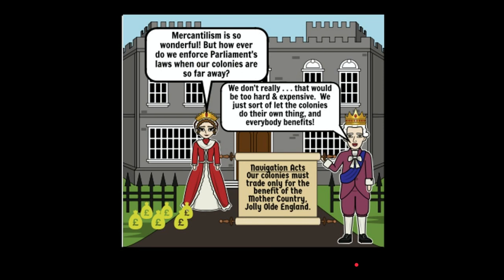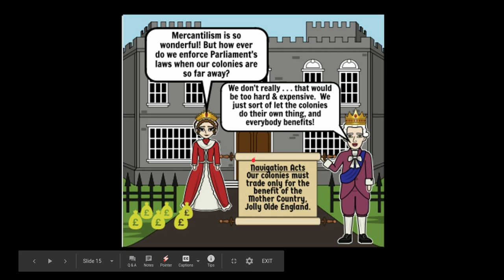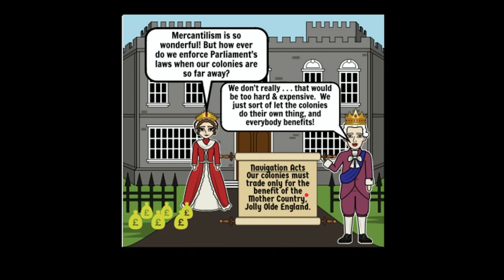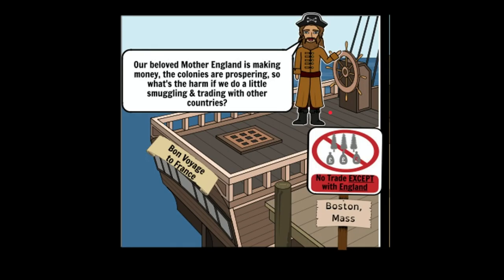All right. You've seen these before, whether you've read them or not. The Navigation Acts: colonies must trade only for the benefit of the mother country, jolly old England. The Queen thinks it's wonderful, but how do they enforce these laws when the colonies are so far away? And the King says we don't. That would be too hard and expensive. We just sort of let them do their own thing. Everybody benefits. That's salutary neglect.